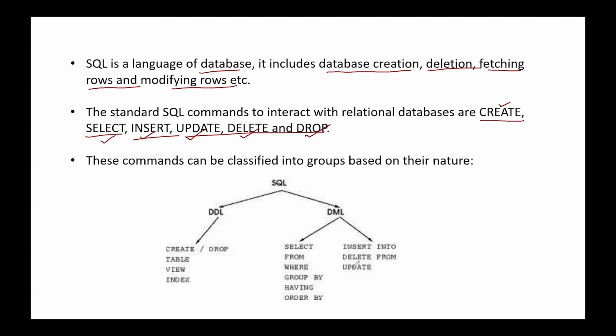Now, these commands can be categorized like this. SQL basically can be divided into DDL and DML, data definition language and data manipulation language. Definition language is where we are going to modify the structure of the database. For that we will use create, drop, create table, drop table, view, and index. DML is where we do the manipulation. We are not changing the structure of the table, but we are only manipulating the data. So these are the commands, which we will be learning in detail in the coming sessions.